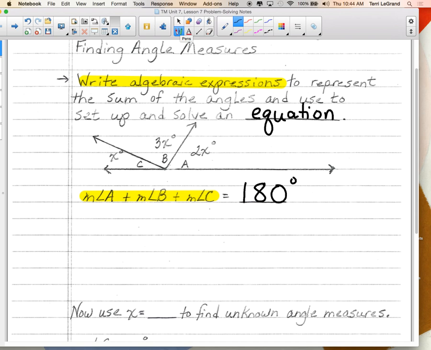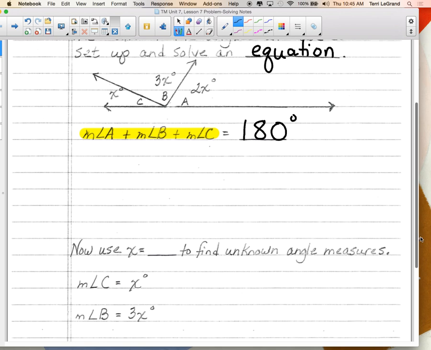So the measure of angle A plus the measure of angle B plus the measure of angle C, those 3 angles that form that straight angle, they have to add up to 180 degrees. So now let's replace what we can replace with another expression, because measure of angle A isn't very useful when we're trying to solve an equation. So what could we replace measure of angle A with?